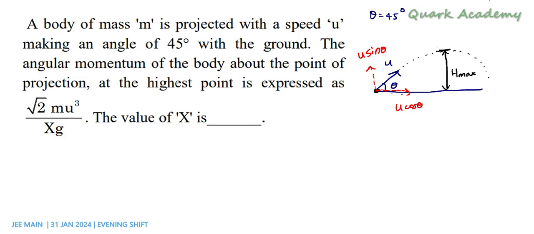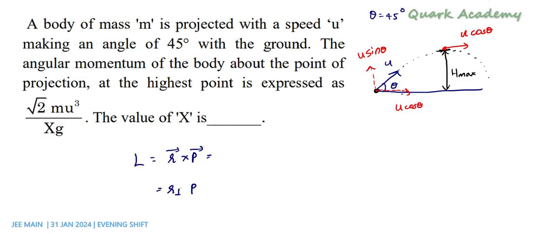So at maximum height, the vertical component becomes zero. So the only velocity that remains is the horizontal one, in this direction, u cos theta. So how do we write the angular momentum? Angular momentum we can write as r cross p, or if you want the magnitude only, then we can write it as r perpendicular into p.